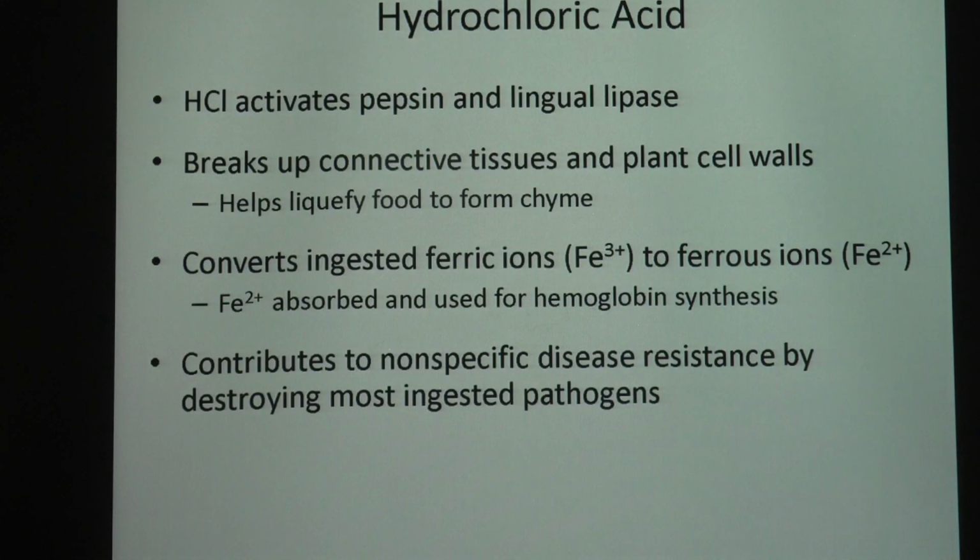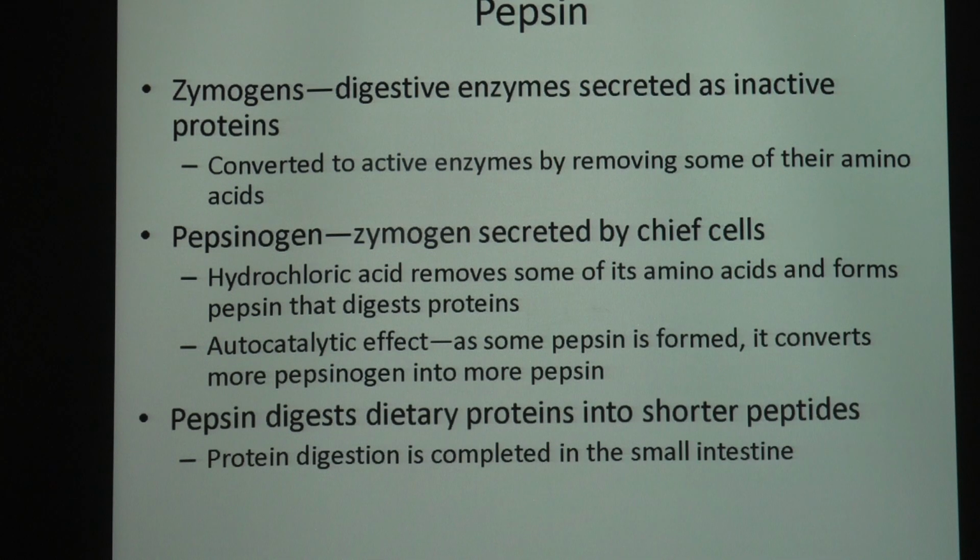Let's talk about the hydrochloric acid. And really what I want you to know, now it goes through this whole conversion of ferric irons to ferrous irons. What I want you to know, 2 things. Number 1, it will break down pathogens. So it's a protective mechanism by our immune system to eliminate any unwanted microorganisms.